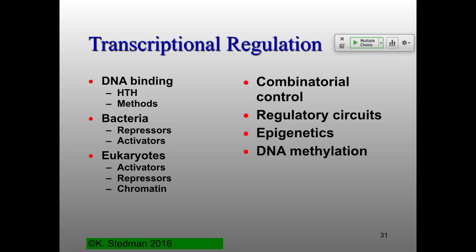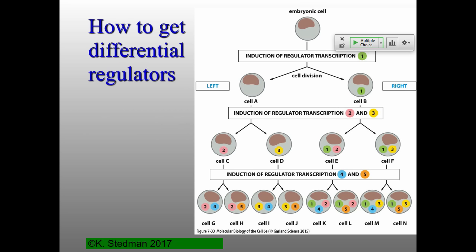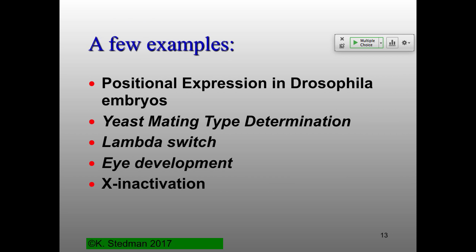The one example we'll talk about actually is really one of the best defined and relatively simple ones. Then we'll look in a little bit more detail at some of the regulatory circuits, what you can do with various different transcriptional regulators, and then talk a little bit about epigenetics and DNA methylation if we get there. So just the examples we're going to talk about.